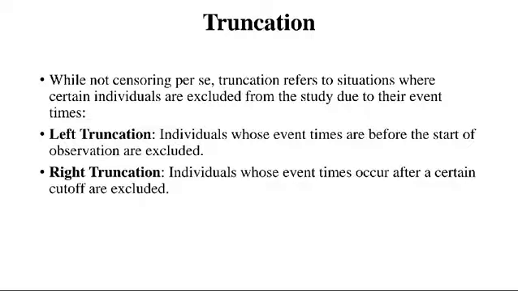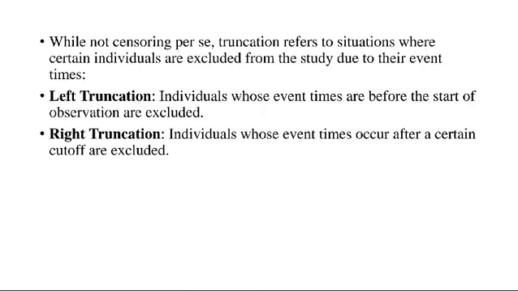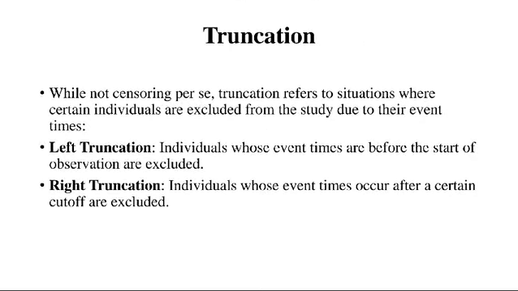Likewise, right truncation means the individuals whose event times occur after a certain cutoff. We fix an upper boundary, and only within that boundary are we finding out the values. But once the boundary is exceeded and we move out of it, we have truncation of the right side data. So these are the various methods of doing survival analysis. Thank you.